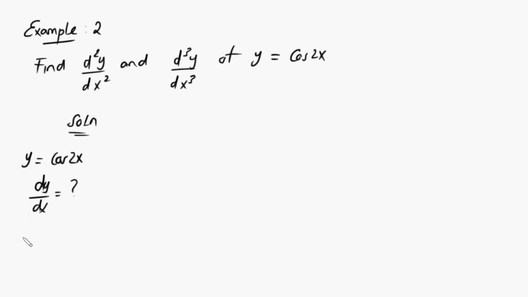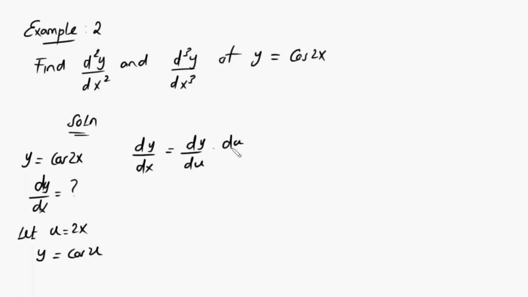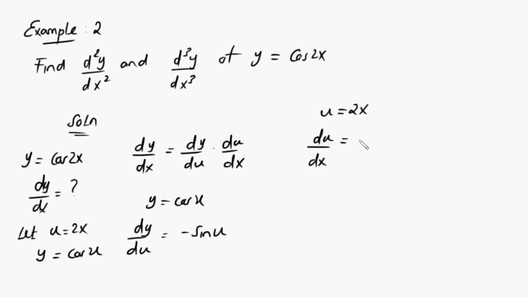So I'm gonna use a chain rule, okay? I'm gonna let u is equal to 2x, and so y is just equal to cos of u. So I mean, my dy dx now, by chain rule, is just gonna be equal to dy du times du dx. So this one is a chain rule. So from y equals to cos u, I can easily get my dy du. It's just going to be equal to negative sine of u. And then from u equals to 2x, I can easily get du dx. It's just going to be equal to 2.